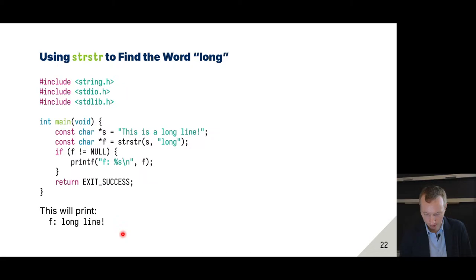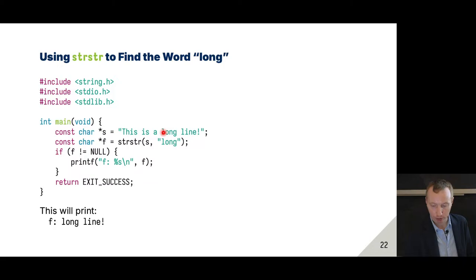So if I have the string "this is a long line", and I search for the string "long", well, that one is actually in it, and it will return a char pointer to the first character, so this L. The pointer would be pointing right here, this L. And if I went ahead and printed it out, it would just print "long line" all the way to the end, which is where the null byte would be. All right, so sorry, again, going fast.